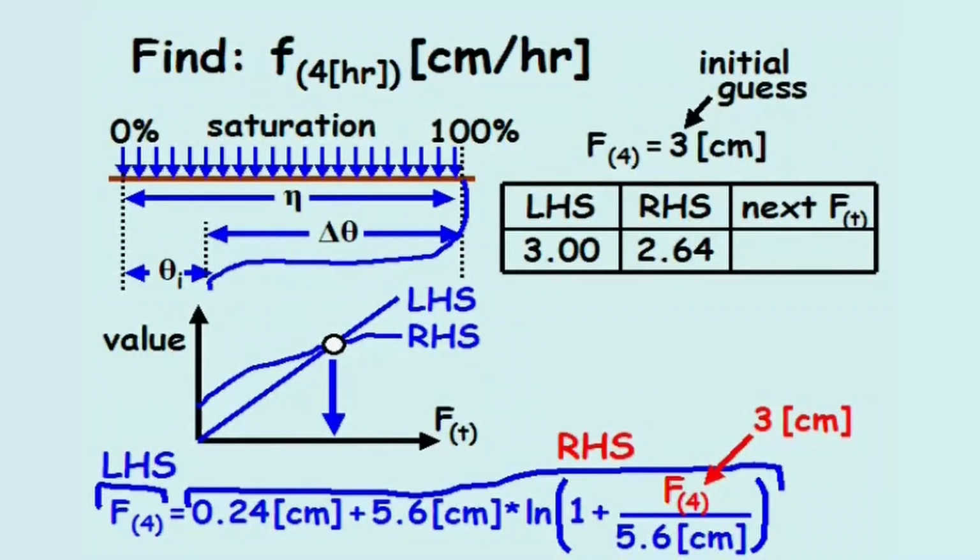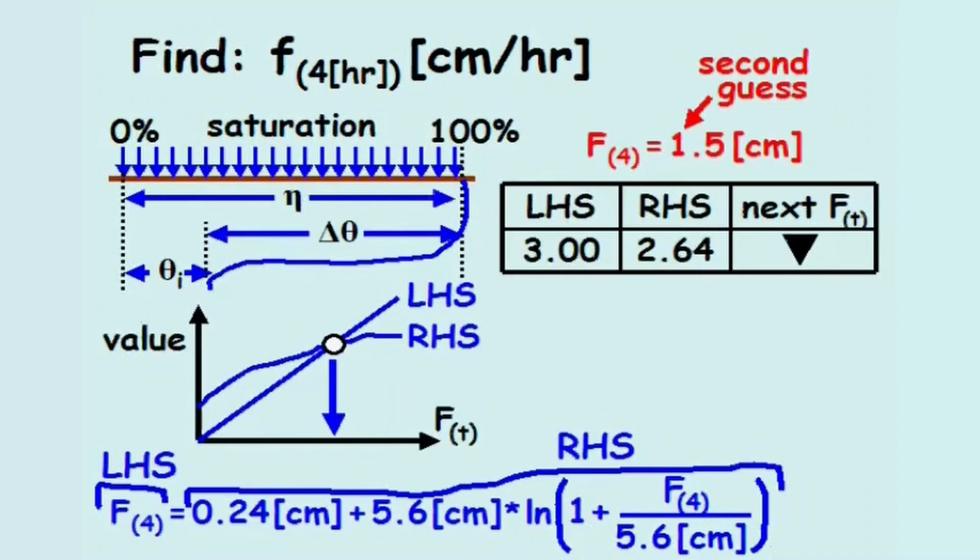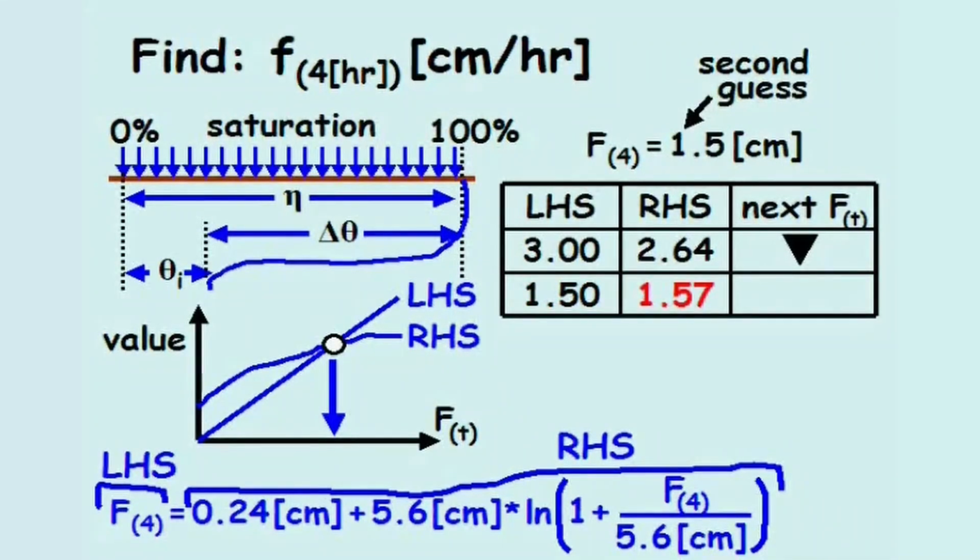From this first iteration, we notice the left-hand side of the equation is greater than the right-hand side of the equation. Looking at the graph, this condition is true when the guess for the cumulative infiltration is too high. So our second guess will be less than 3 centimeters. Using a second guess of 1.5 centimeters, the left-hand side of the equation is 1.50 centimeters, and the right-hand side of the equation computes to 1.57 centimeters.